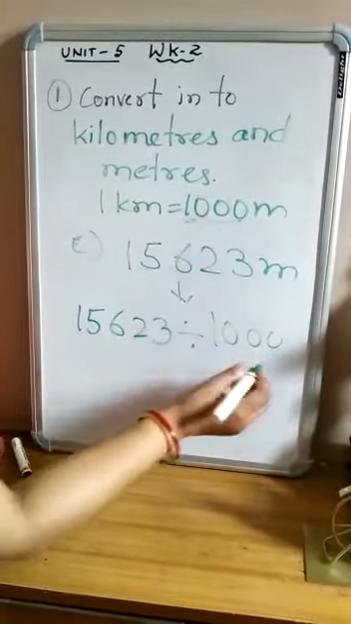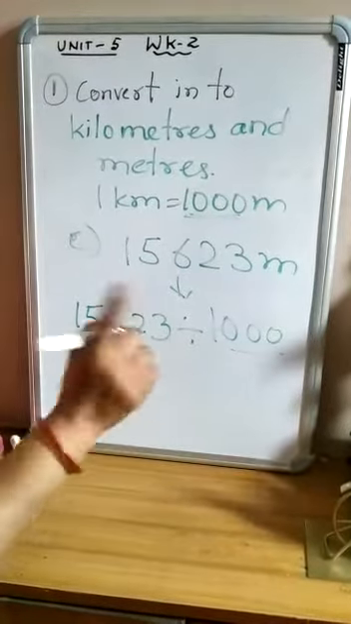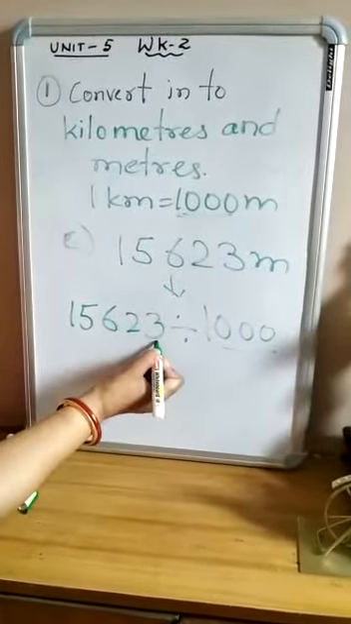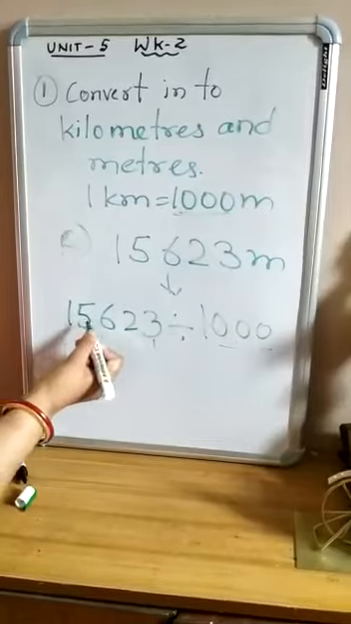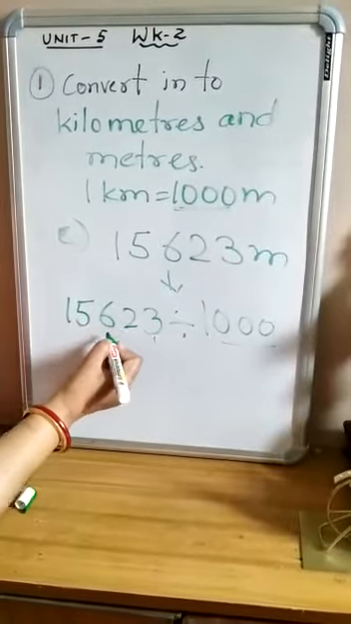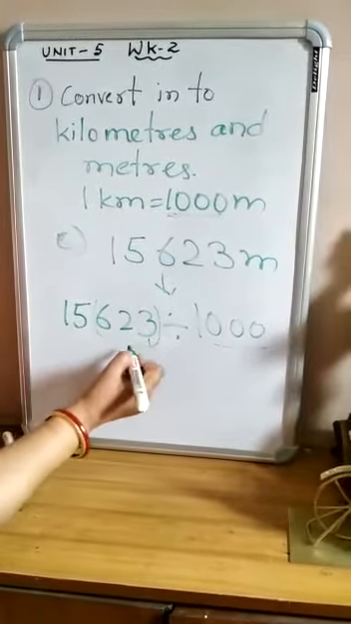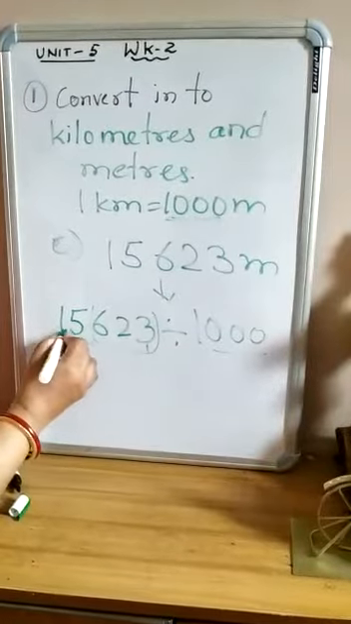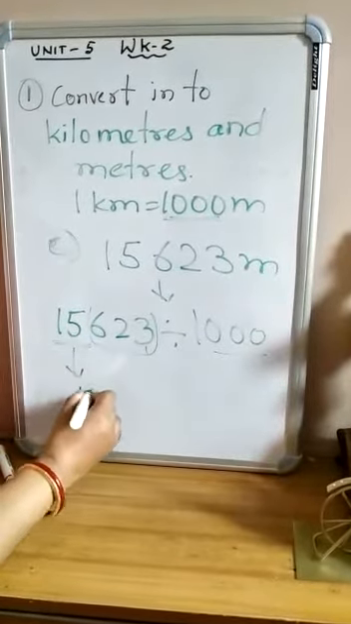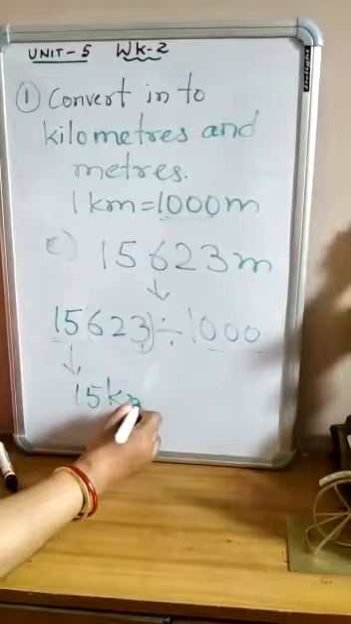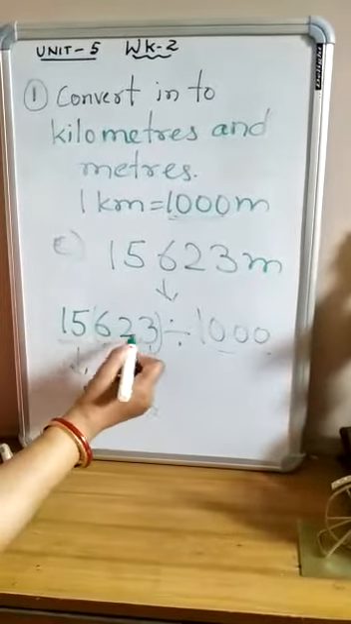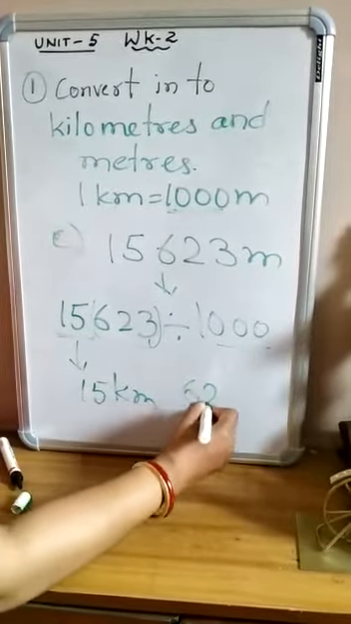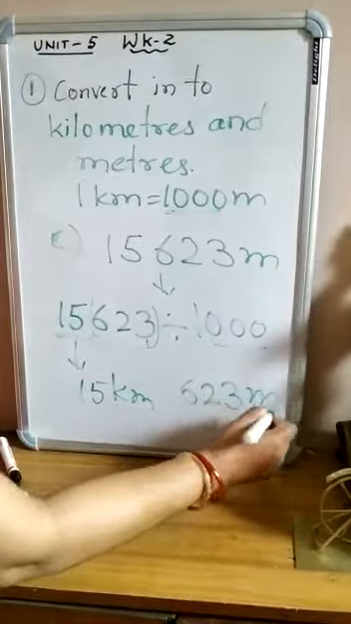Right? So, here 1000 is having 3 zeros, so I will take away these 3 digits from the right side of 15,623. 1, 2, 3. So I am removing this. So the digits which are left, 15, it is kilometer. Correct? And this removed digit 623 is a remainder. So remainder will be the smaller unit, that is meter.